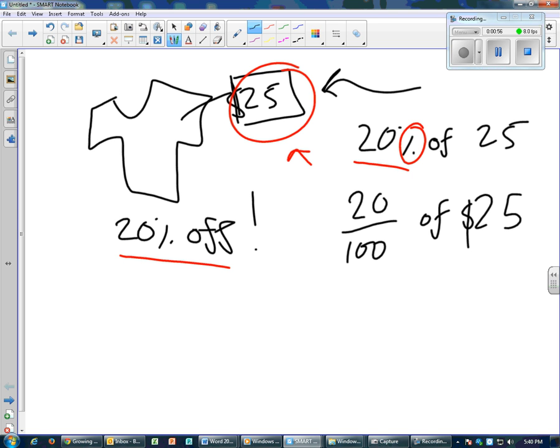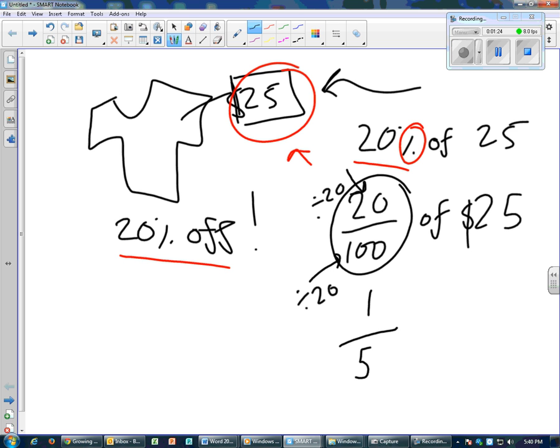So 20% really means 20 over 100. Right, we're going well. But we can still simplify that. We should be able to break it down. Let's simplify it all the way, right? Can you think of a big number that goes into 20 and a big number that goes into 100? Okay, I can. 20. If you divide 20 by 20, you get 1. Divide 100 by 20, you get 5. So really we're trying to find out 1/5 of $25. What is 1/5 of $25?